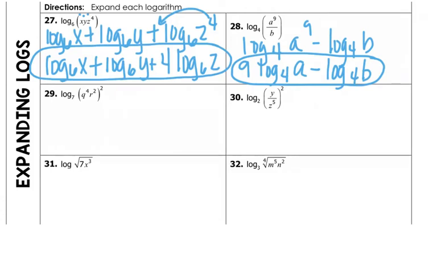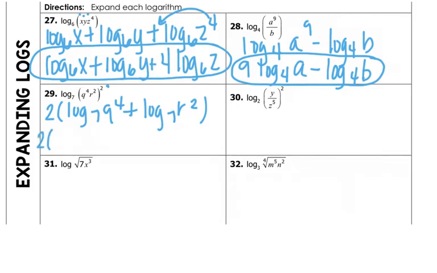All right, so for 29, the new part here is raised to a power on the outside. So we are going to start by moving the power to the front and bringing down log base 7 q to the 4th plus log base 7 r squared. Okay, so that's the first thing we do is move that over, okay? Then we simplify it and expand it just like we did in 27, okay? Meaning that we're going to move those exponents to the front.